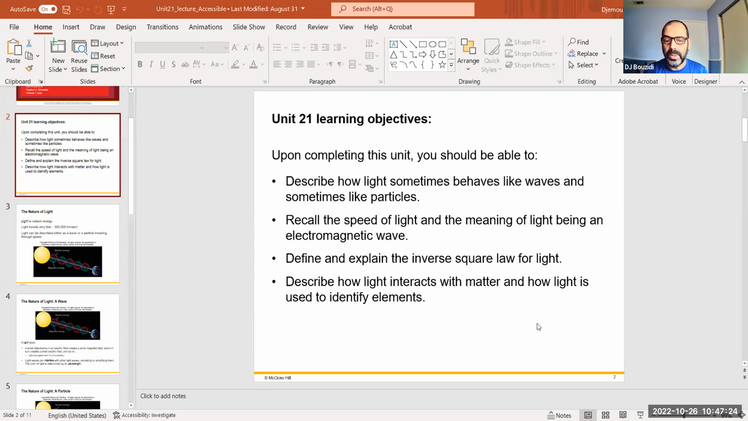Okay. So let me find the 2 units, namely 21 and 22, and let's discuss them quickly. So let me share unit 21. So unit 21 deals with light, okay?